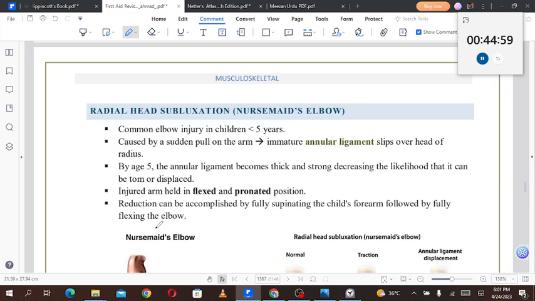Well, moving forward to radial head subluxation, which is called nursemaid's elbow.